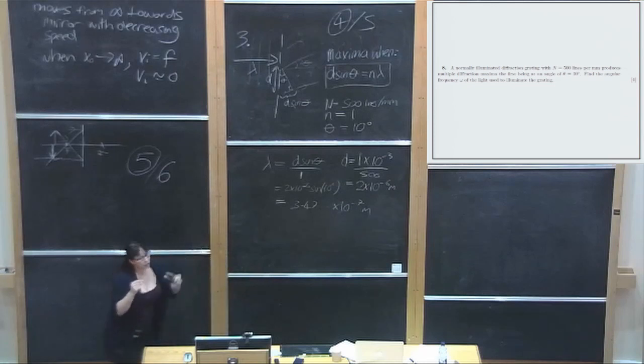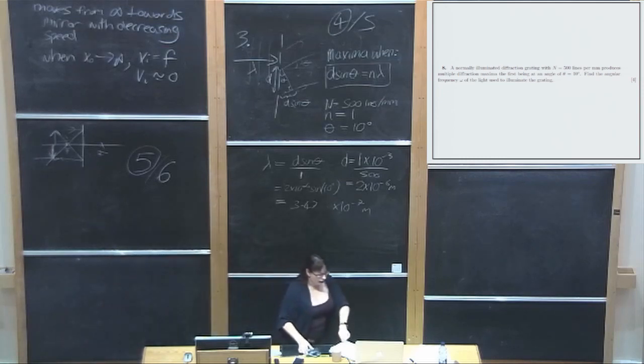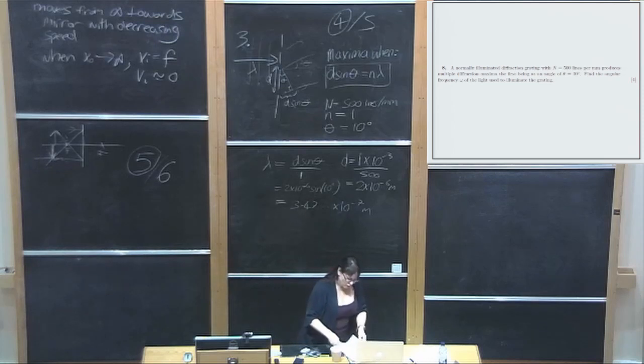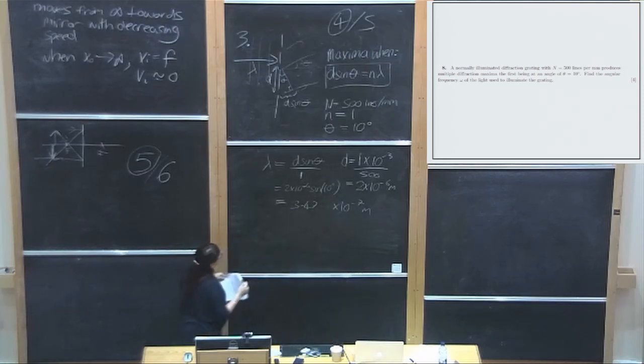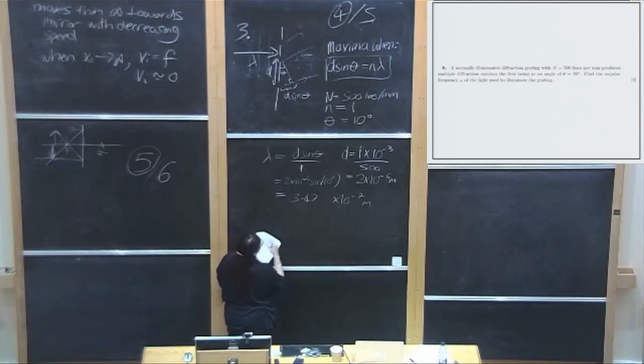There's nothing in this question that says we're necessarily in the visible. Visible's kind of 350 up to 700. But if you were very far away from the visible, you might want to go back and check that you've not done anything wrong. But I know this is right because I've checked this carefully, so we'll move on.